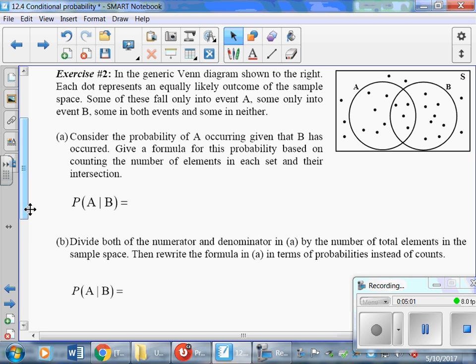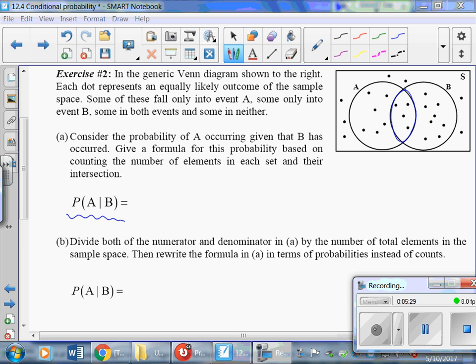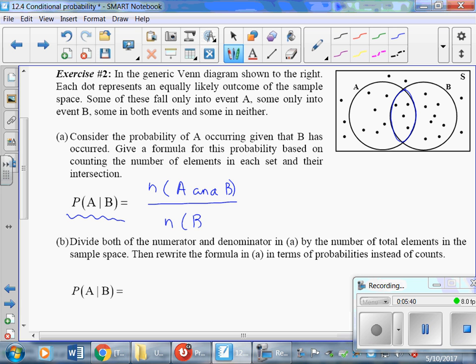Just like we talked about before, the ones here in the middle, inside here, is the intersection. So consider the probability of A occurring given that B has already occurred. That's how we write that: probability that A occurs given B. So give a formula for this probability based on counting the number of elements in each set and their intersection. So this is going to be the number of A and B over the number of B's.